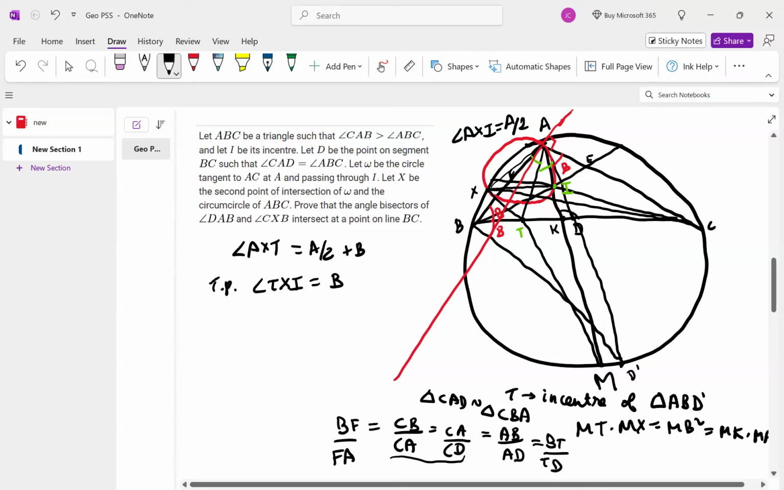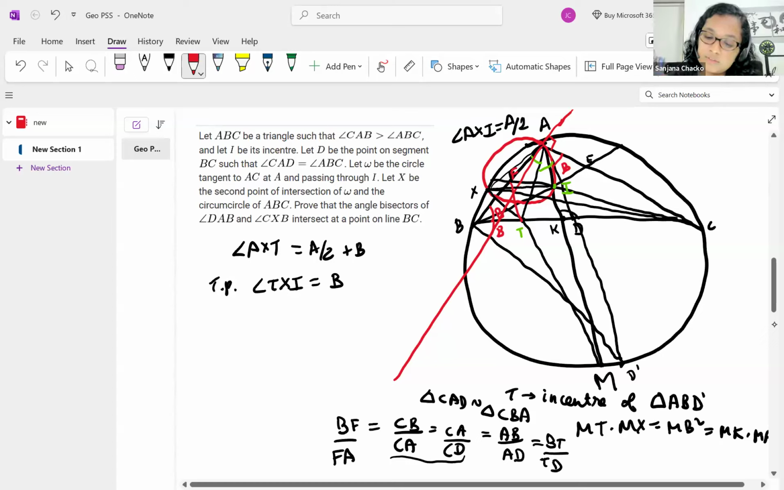What is F again? F is just the intersection of the angle bisector with the side. It's here. So FT is parallel to AD. Yeah, exactly. How did we get BF by FA is equal to CB by CA? Because CF is the angle bisector of ACB. And similarly, did you get it? Yes. Okay.